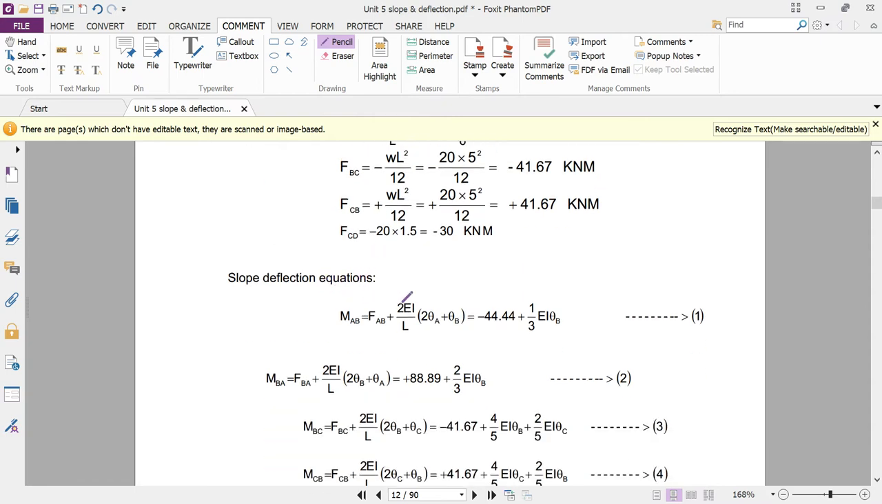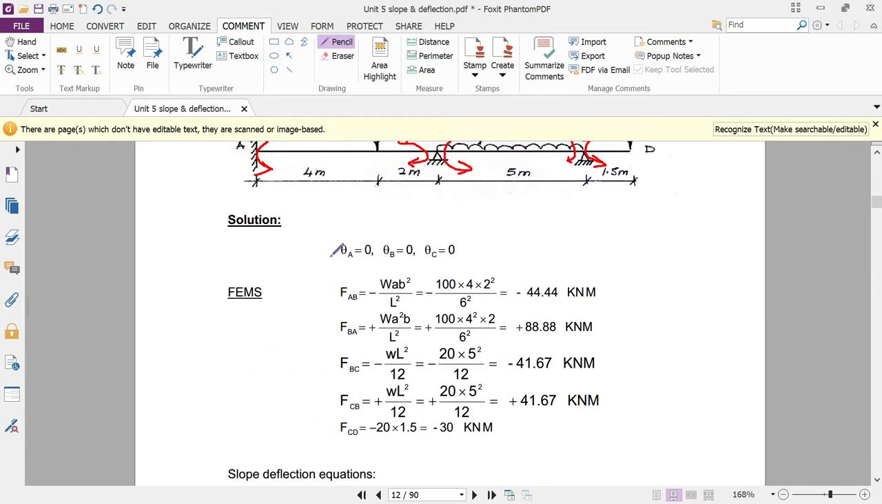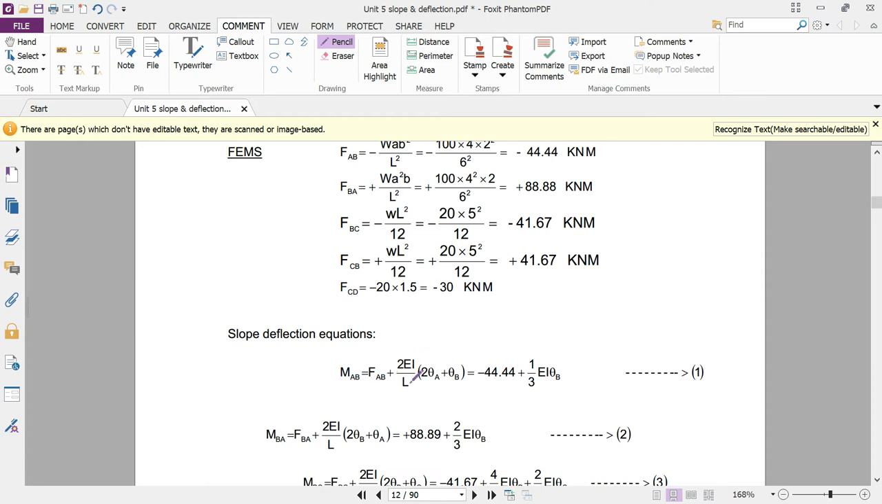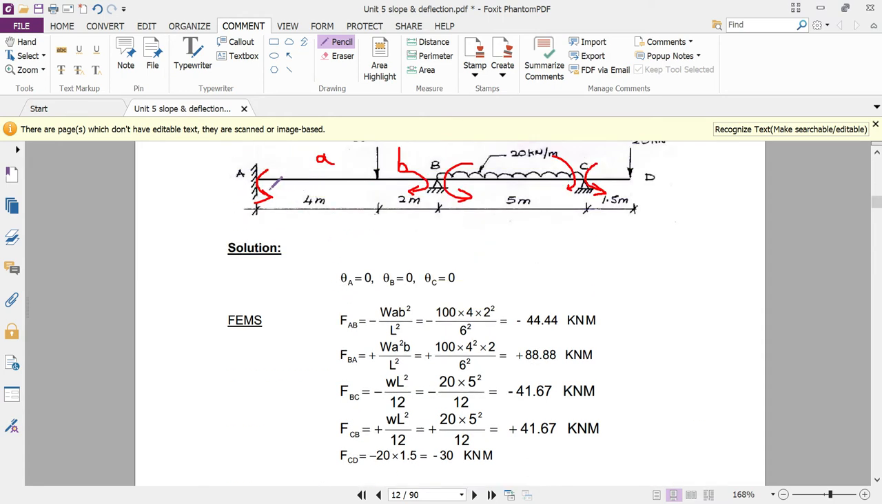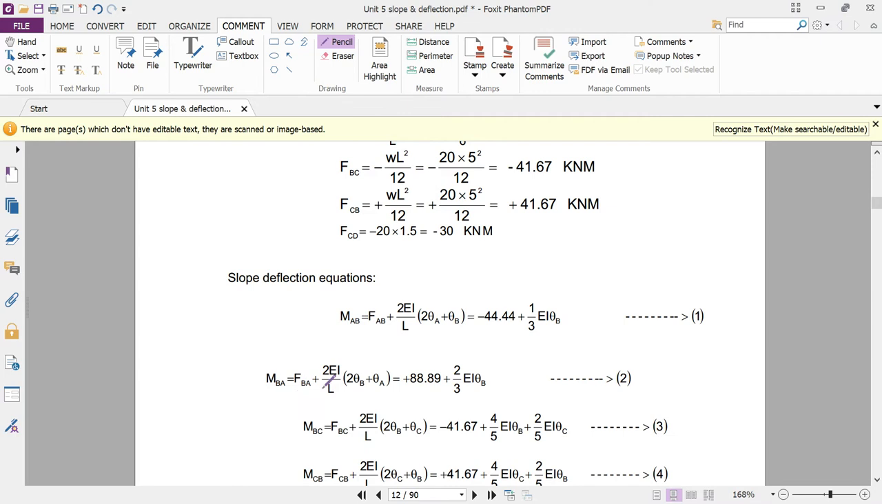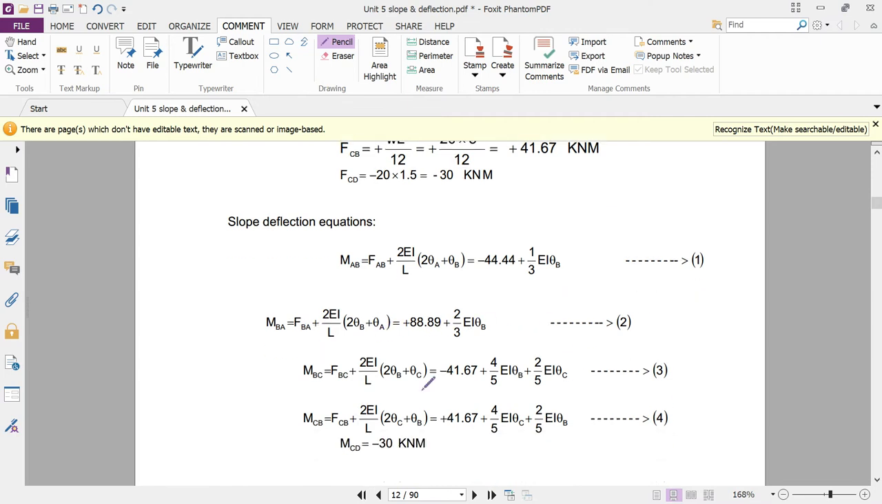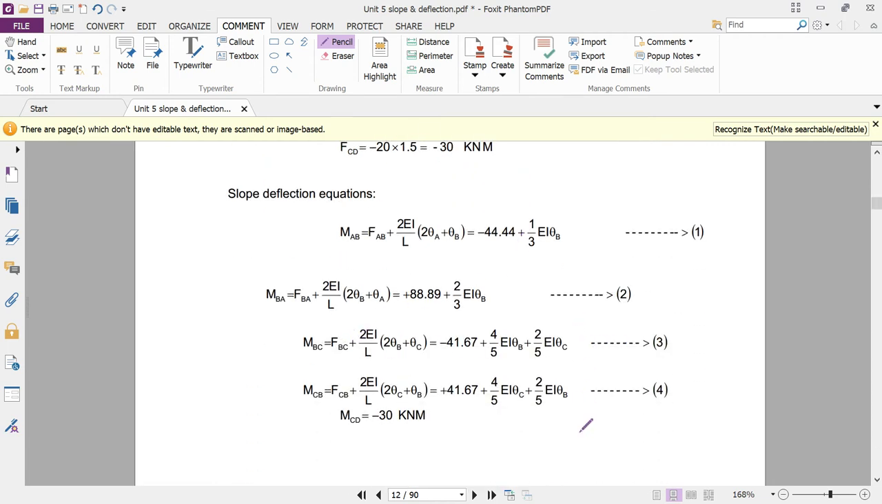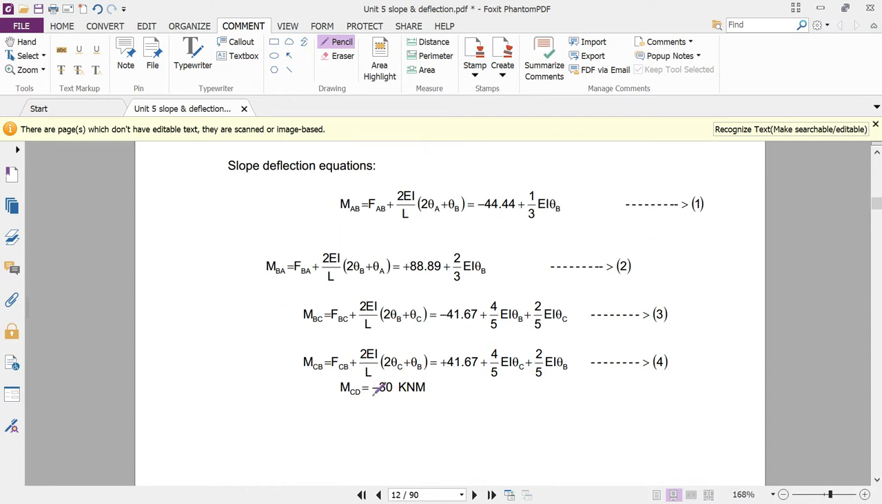Now the slope and deflection equation. First we have to apply the slope and deflection equation for span AB. M of AB is equal to F AB plus 2EI by L into 2 theta A plus theta B, and this particular equation will form. Similarly for M BA we have to write, and this equation will be formed. Then similarly we apply it for the second span B and C, so we form equations 3 and 4 like this. Along with that, M CD is given directly as minus 30 kilonewton meter. This particular moment we have to utilize in the other equations in order to obtain the unknowns.